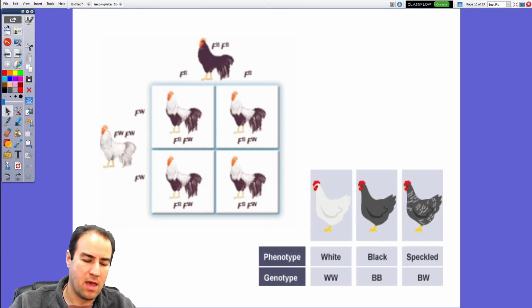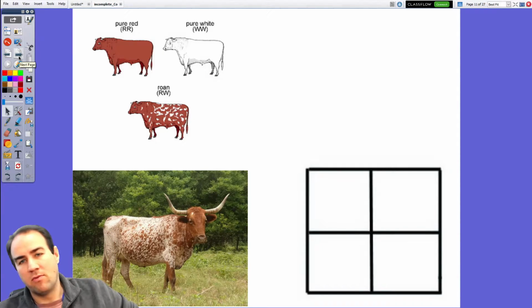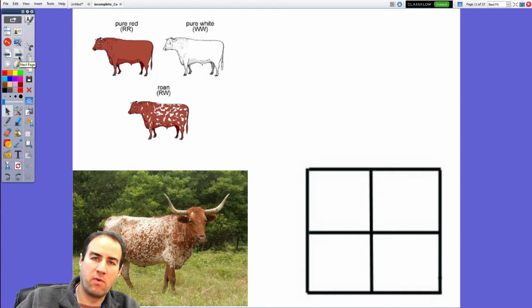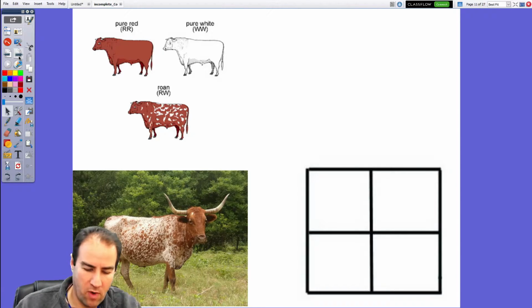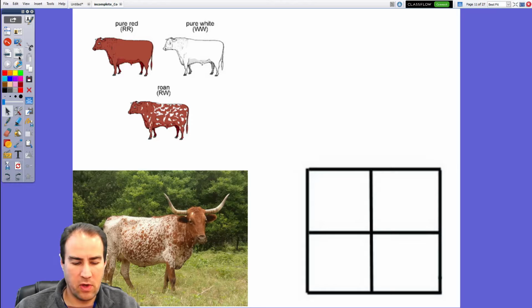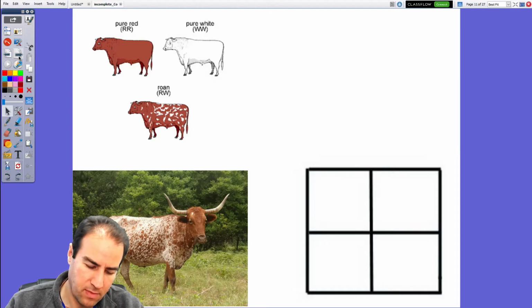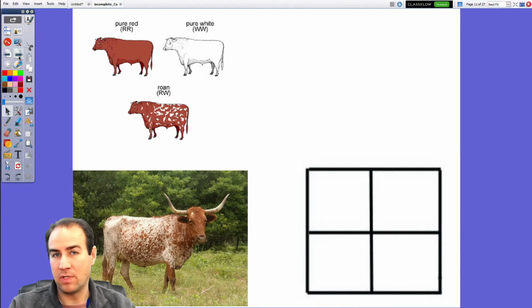And so I want to talk about another one here. We see it in cows, we see it in horses as well. If you cross a red cow with a white cow, then you get a cow that has a mixture of red and white, which is called roan. And so we're going to show you one example with codominance using cows here.